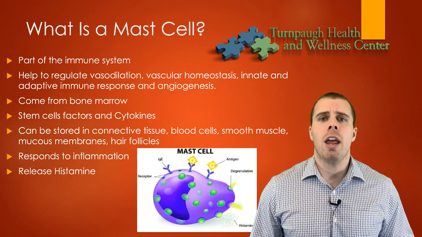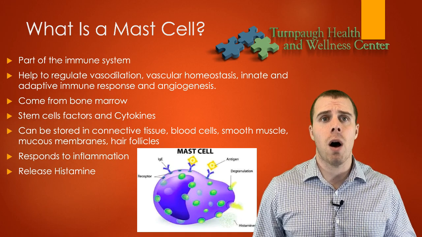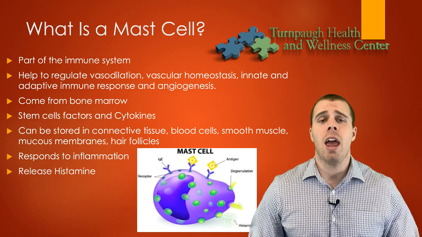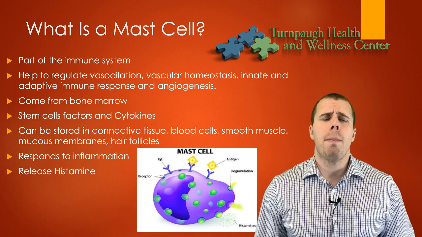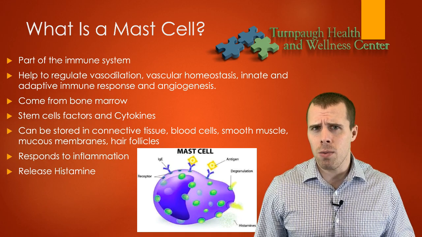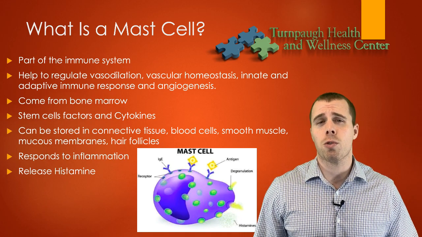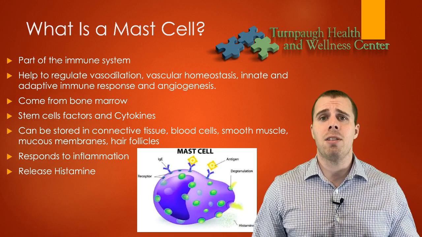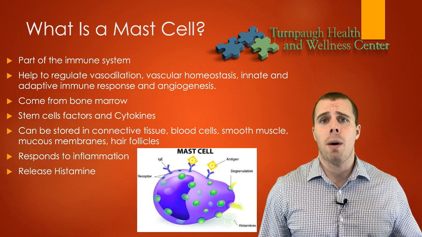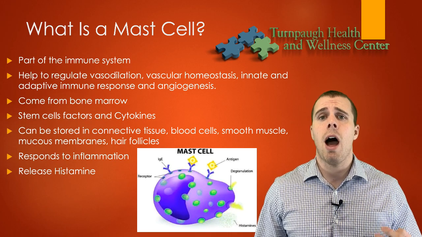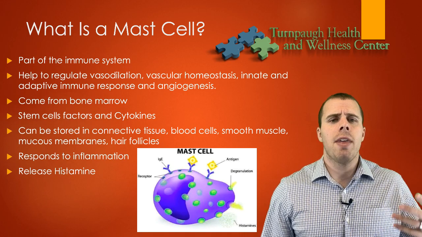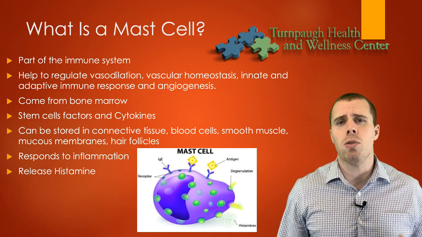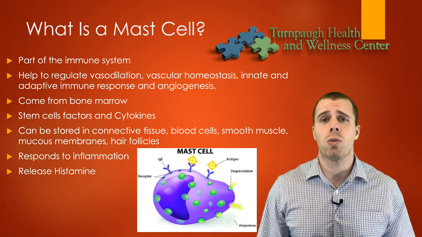So a mast cell is part of the immune system. It's in response to an antigen that's coming into the body and causing an inflammatory response. Mast cells are typically made in the bone marrow. They're first produced as a mature B cell. We'll talk about that in a moment in more detail. But what happens is these mast cells are produced, and when they're produced, they help to regulate vasodilation, vascular homeostasis, the innate and adaptive immune response, and angiogenesis, which we'll talk about in just a moment.